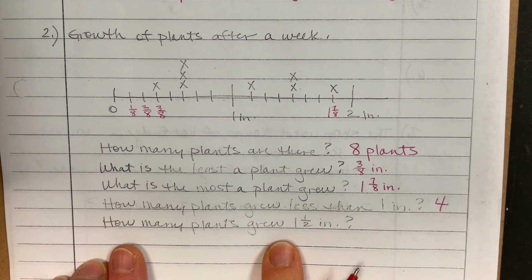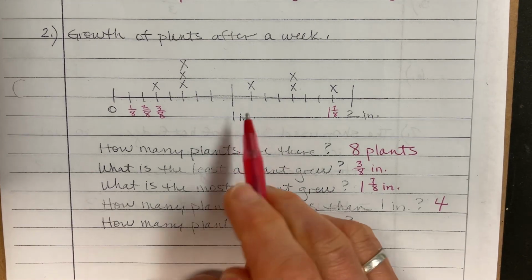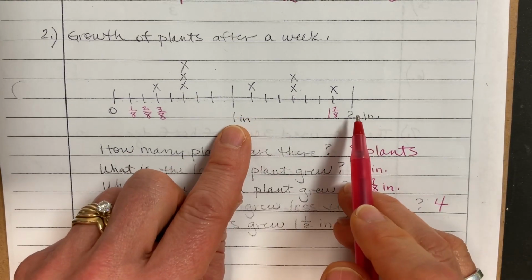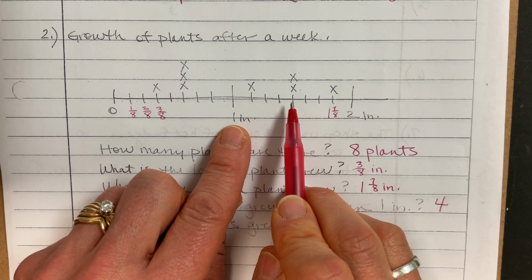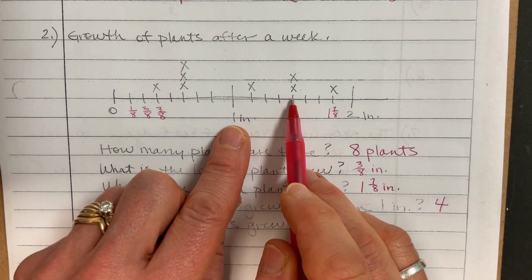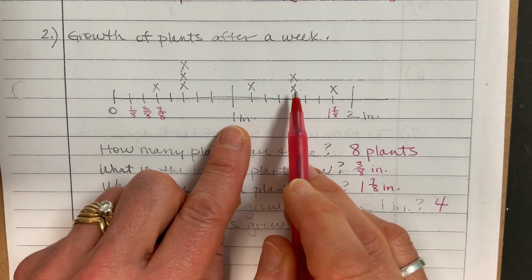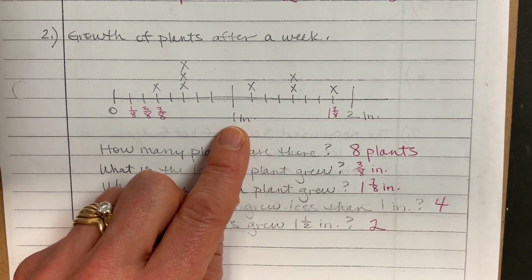And the final question, how many plants grew 1.5 inches? So here's 1 and here's 2. Halfway is right in the middle. And again, these are eighths, so that would be 4/8. So let's check 1/8, 2/8, 3/8, 4/8. Okay, 1 and 4/8 are 1.5. 2 plants grew that tall, B, 2.